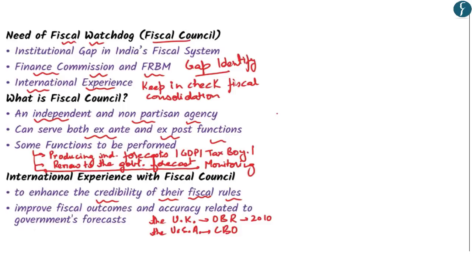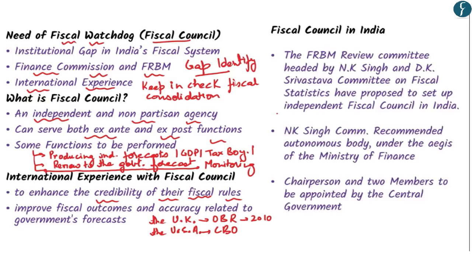This highlights the need that India should also have a fiscal council. Since there is an international experience already which supports a fiscal council and there is an emergent need as well, various committees like the FRBM Review Committee headed by NK Singh and the DK Srivastava Committee on Fiscal Statistics have already proposed to set up an independent fiscal council in India.